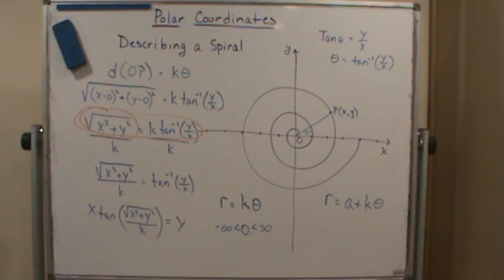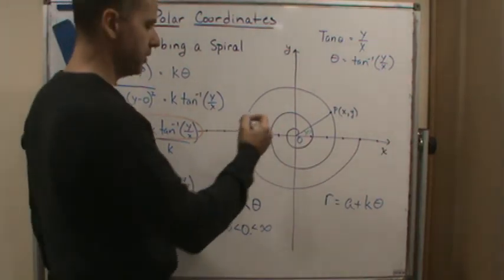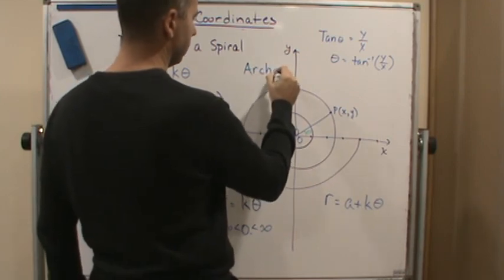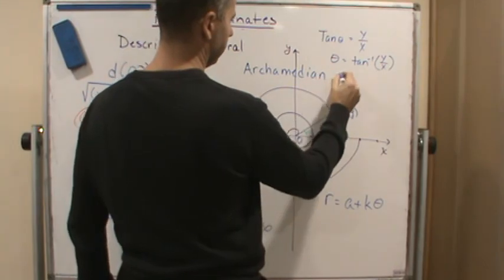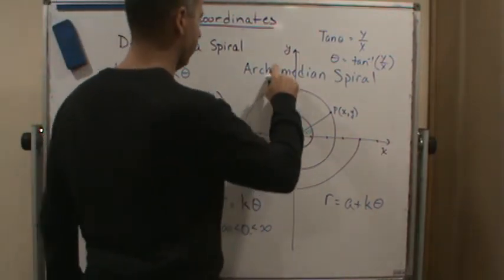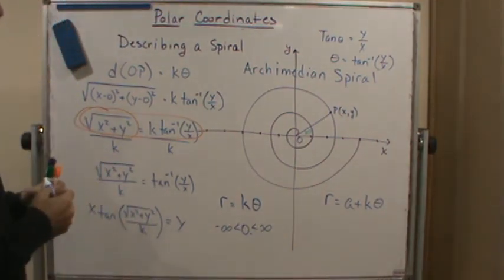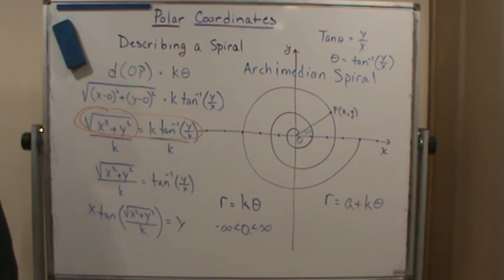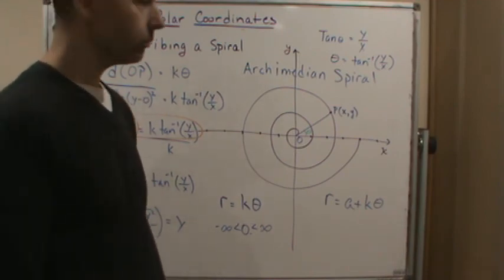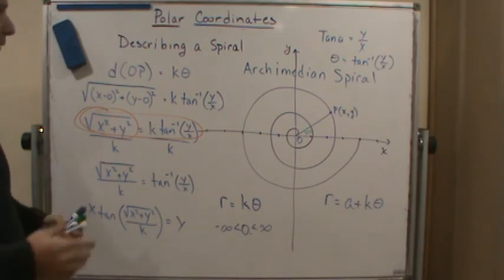And now, this type of spiral is referred to as the Archimedean spiral, named after the Greek mathematician Archimedes. And again, it was named after the Greek mathematician Archimedes, who was also an inventor, who invented the auger for transporting water.